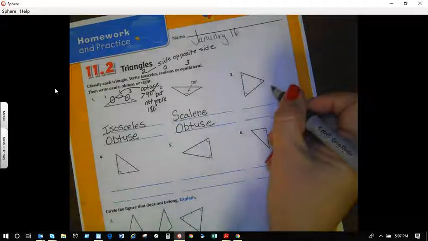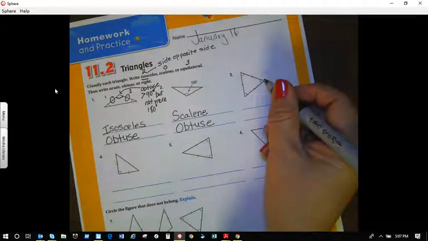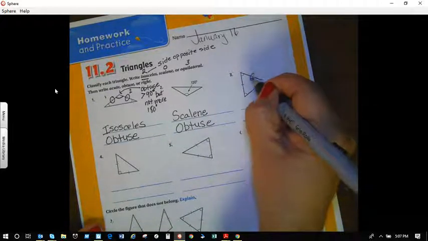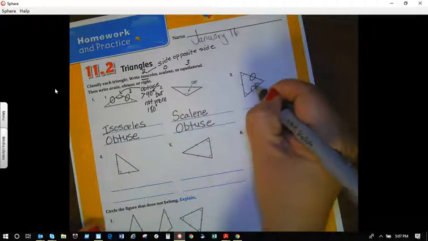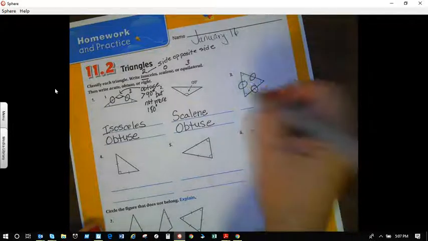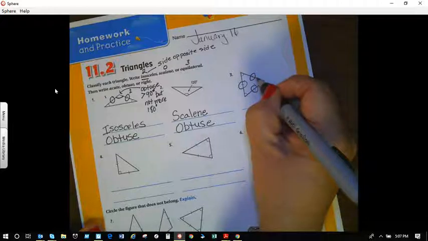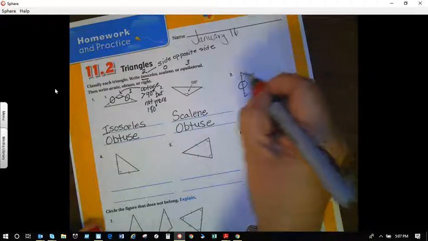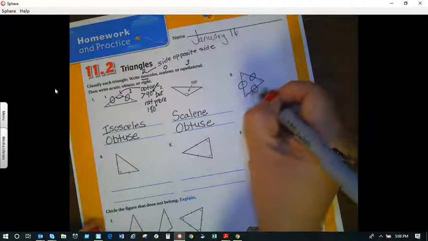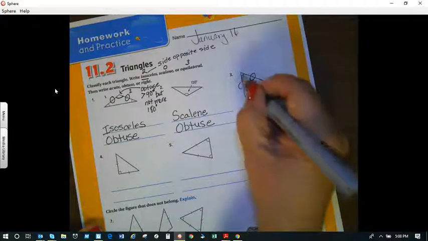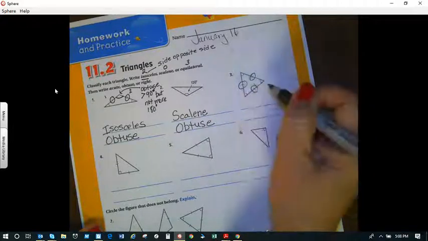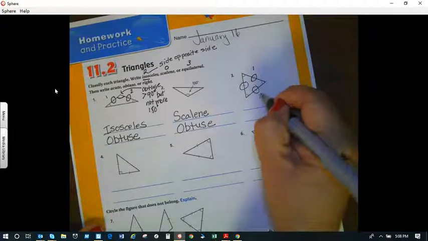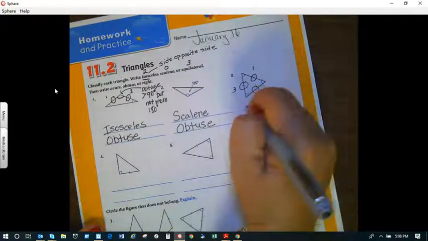Equilateral triangle, which means that all sides are equal. I have a hash mark here, here, and here. This is saying that this side here is congruent to this side here, which means that this side here is congruent as well. So all sides are congruent. I have 1 side, 2 sides, 3 sides, all 3 are equal. So this is called an equilateral.